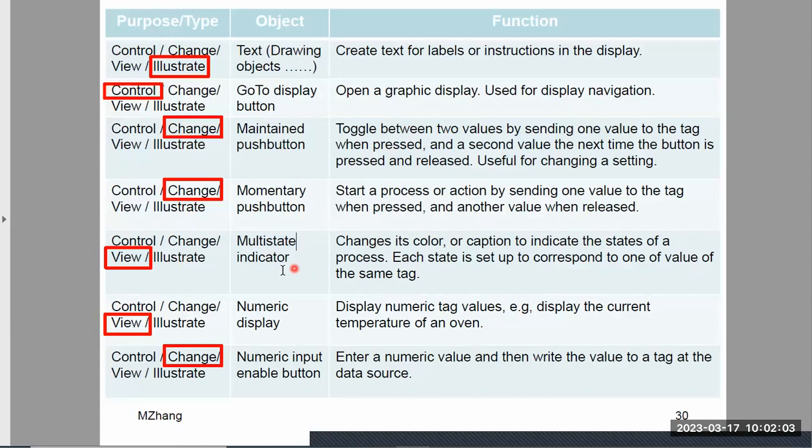After we finish this object, we're going to move on to the other two objects related to numbers. One is called numerical display, which is the same as an indicator, to view the value. And on the opposite side, similar to the maintain and momentary push buttons, we also have a button related to numerical values. It's called numerical input enable. So let's start with the multi-state indicator.